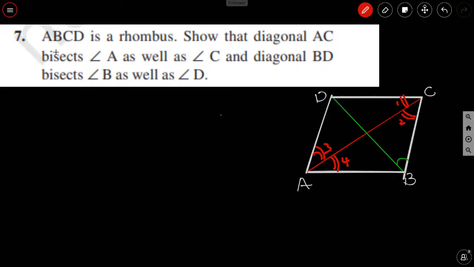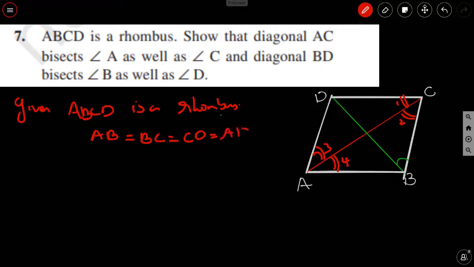Okay, this is the seventh problem. ABCD is a rhombus. Show that diagonal AC bisects angle A as well as angle C, and diagonal BD. We have to prove. So first, the figure is given, ABCD is a rhombus. Rhombus means all sides are equal, and opposite sides are parallel also. So AB equal to BC equal to CD equal to AD, and opposite sides are parallel.